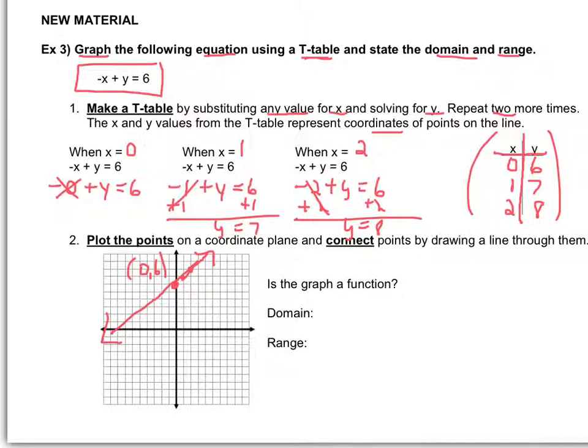And they do not repeat, so yes, it is a function. I also want to say one new thing that I'm going to teach you here. Another way to tell if this graph is a function is with what we call a vertical line test. Vertical line test. So write that in your notes.